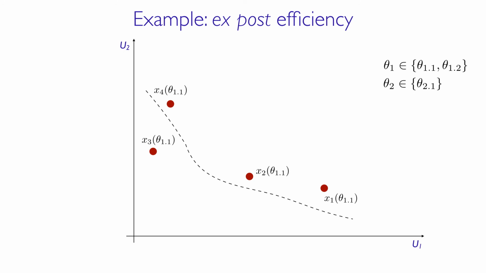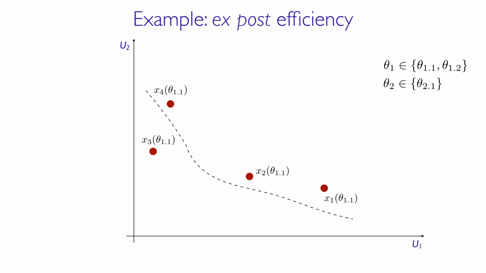Here are some examples. Suppose that we have two players, player 1 of two types, theta 1.1 and theta 1.2, while player 2 is only of one type. We have a two-dimensional space, where the dimensions are the utility of player 1 and the utility of player 2. In the plot, we have the utilities of the players when player 1 is of the type theta 1.1. All the outcomes above the dashed line are Pareto efficient, while the outcome x3 is not Pareto efficient, being dominated by x4.